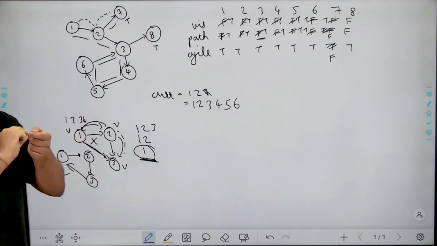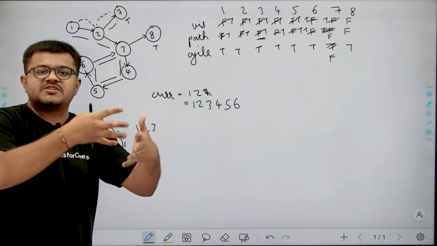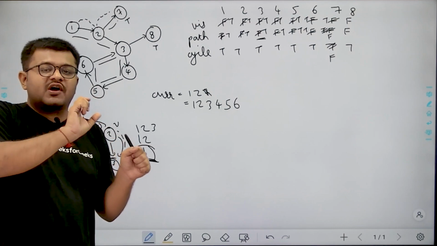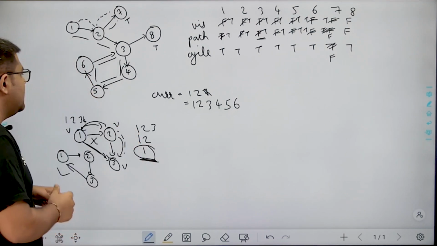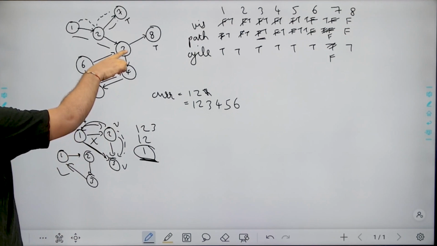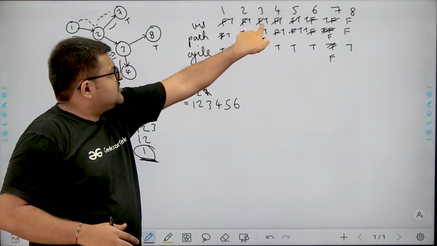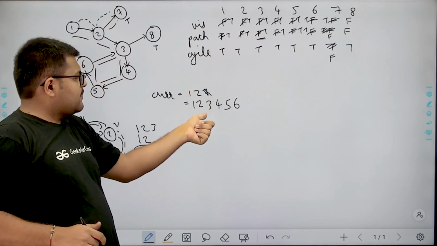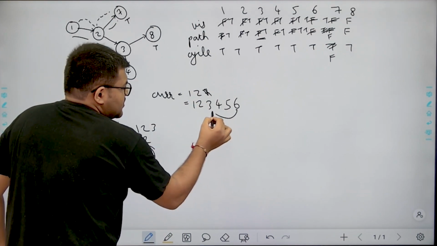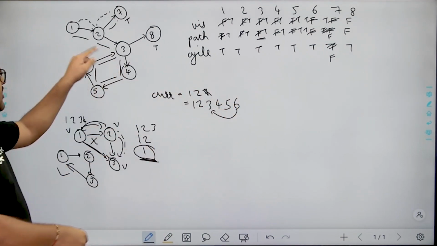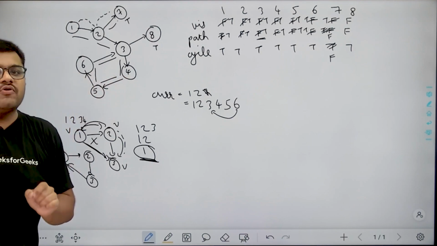So whenever we encounter an edge towards a node which is visited before, as well as it is a part of the current path, then only it forms a cycle. Here from 6 I have encountered an edge towards 3. 3 is visited before, it is also a part of the current path. So I have a cycle 3, 4, 5, 6 and 3, and we can also see here. So we have encountered a cycle.